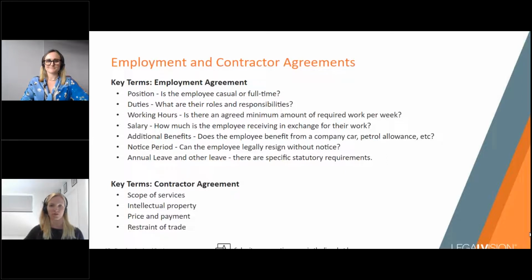Price and payment: what terms are you paying them on? How much and how often? And restraint of trade.